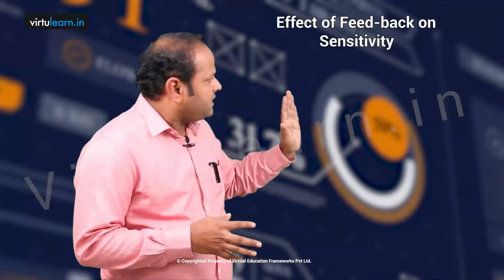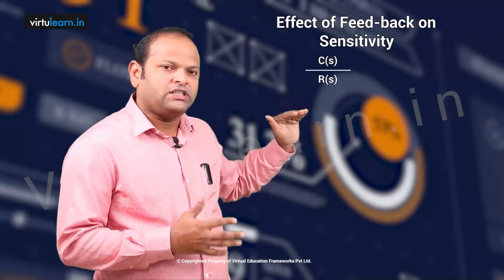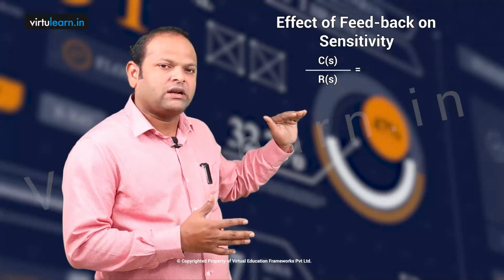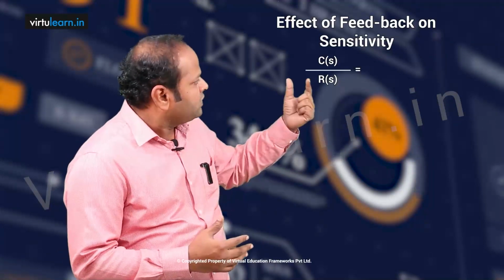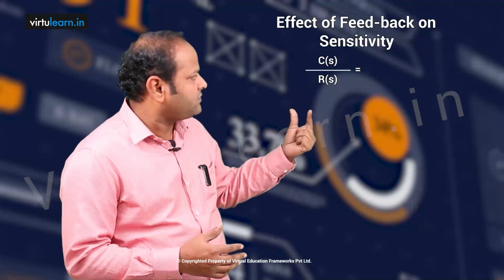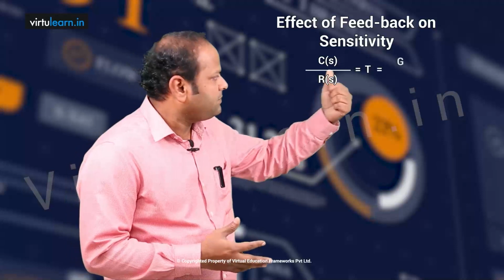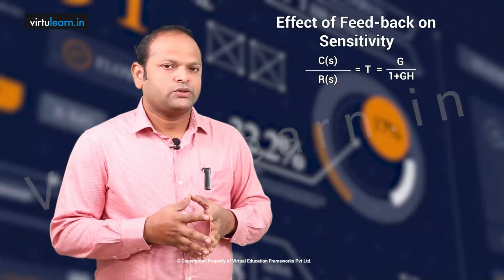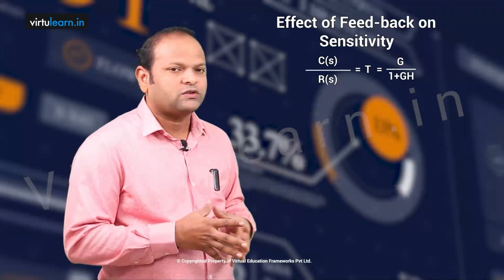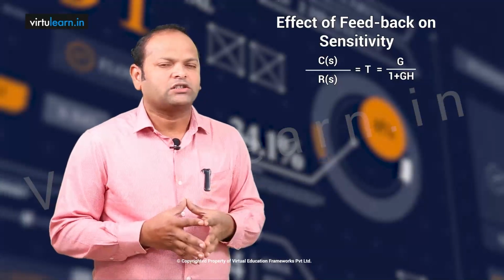Now let us take C of s by R of s. Initially we will take the closed loop transfer function and we will compare with the open loop later. So the closed loop transfer function is C of s by R of s, which I am taking as T, equal to G by 1 plus GH. So G we know is the forward path transfer function, H is the feedback path transfer function.